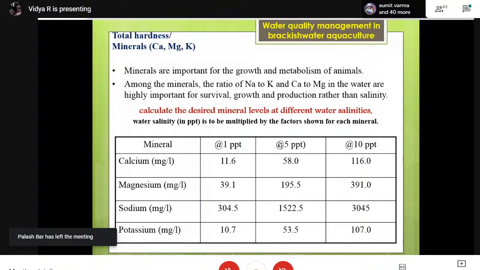So for 1 ppt, for example, for the calcium, at the rate of 1 ppt salinity in the water, you have to add 11.6 milligram per liter of calcium. For 5 ppt, it is 58 milligram per liter. For 10 ppt, it is 106 milligram per liter. Like that, for the magnesium, sodium, and potassium should be followed up. This is the range for the different salinities.